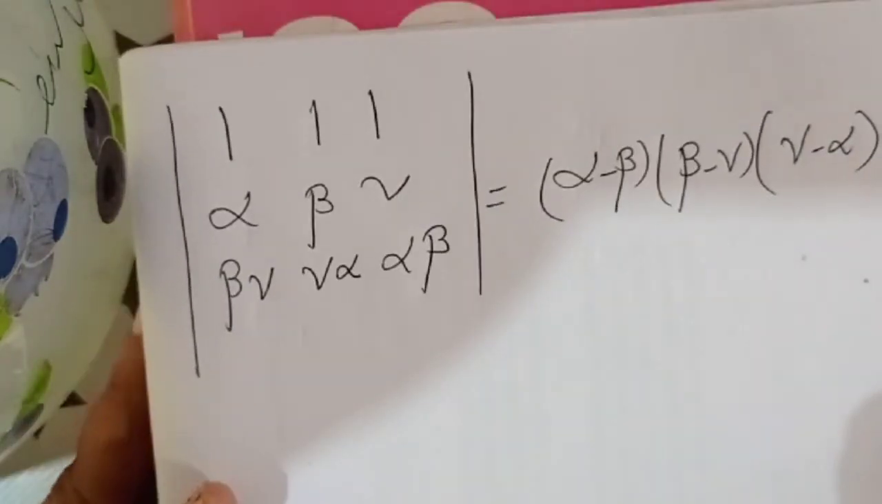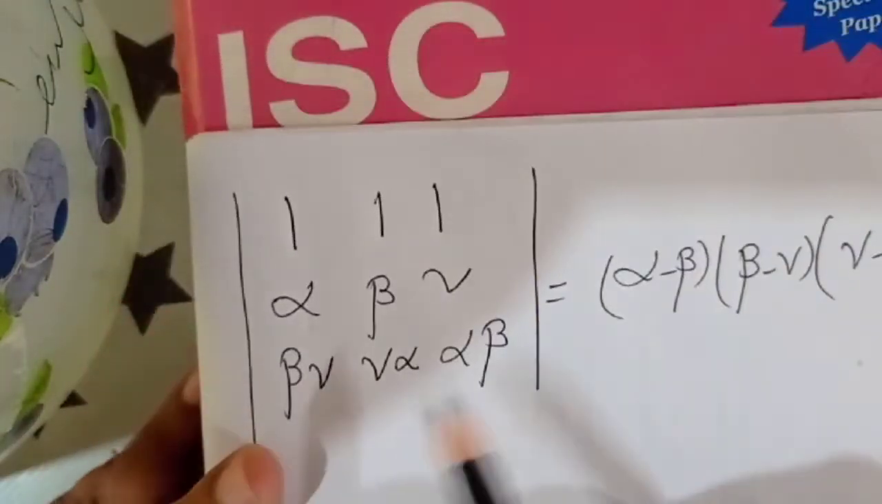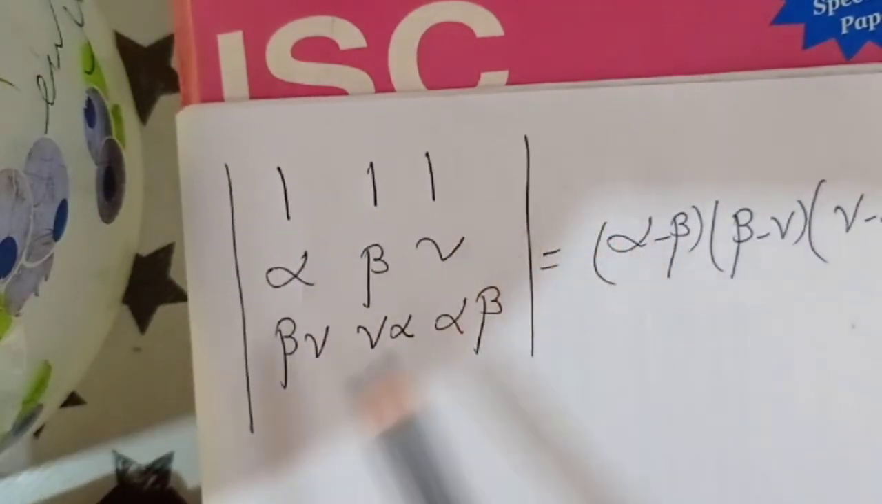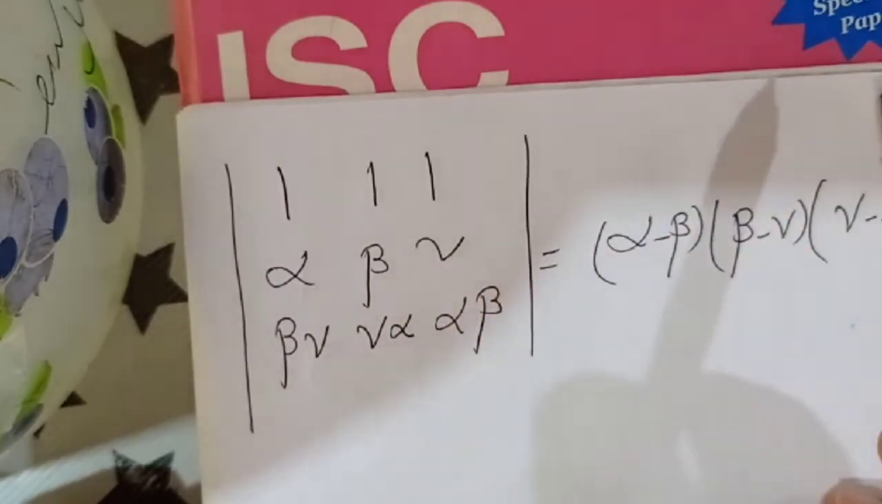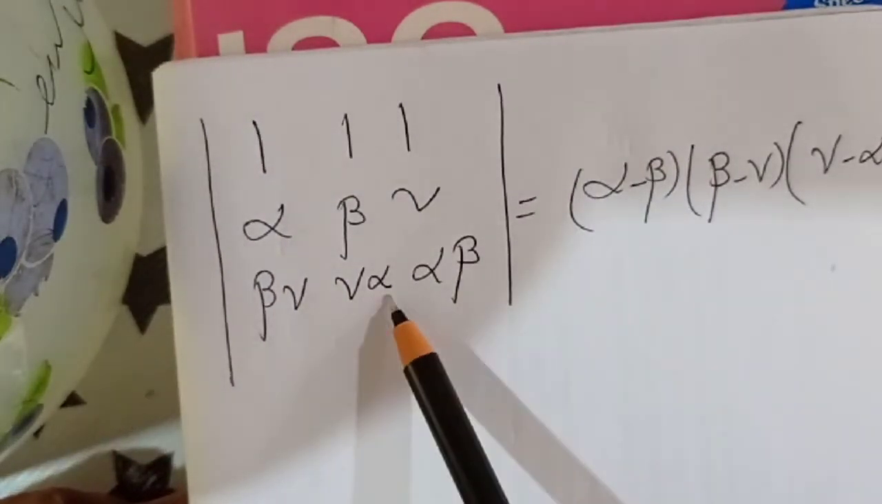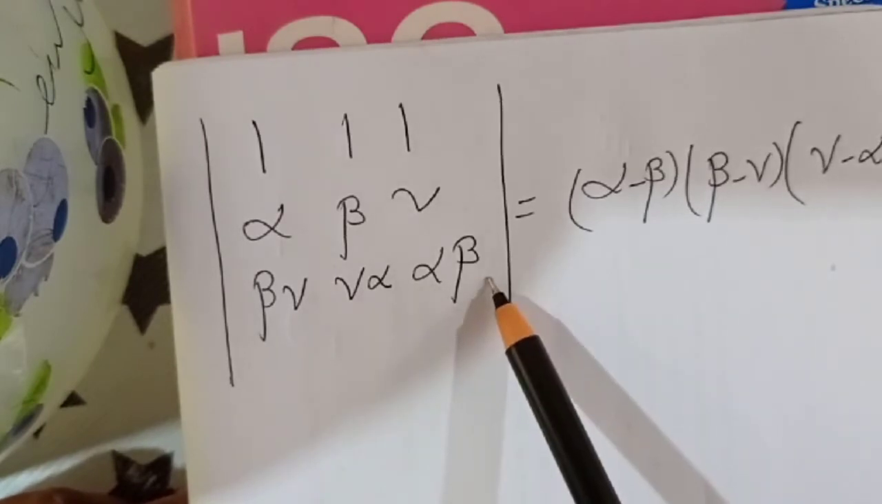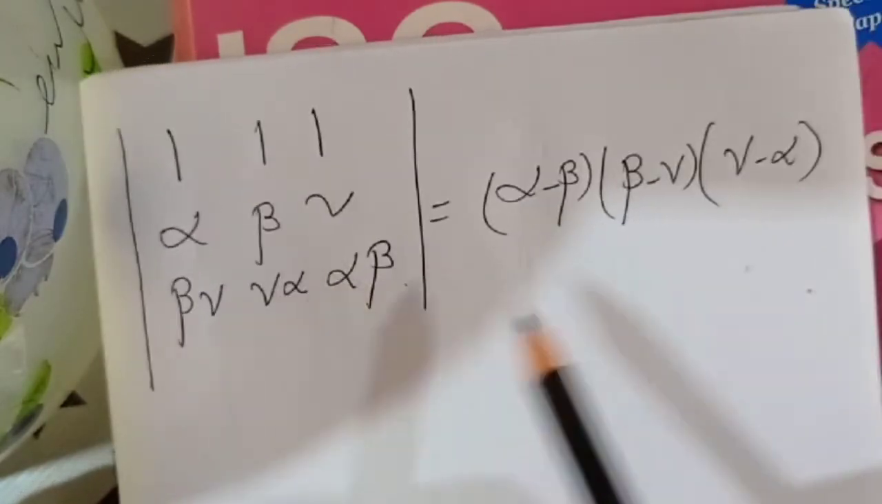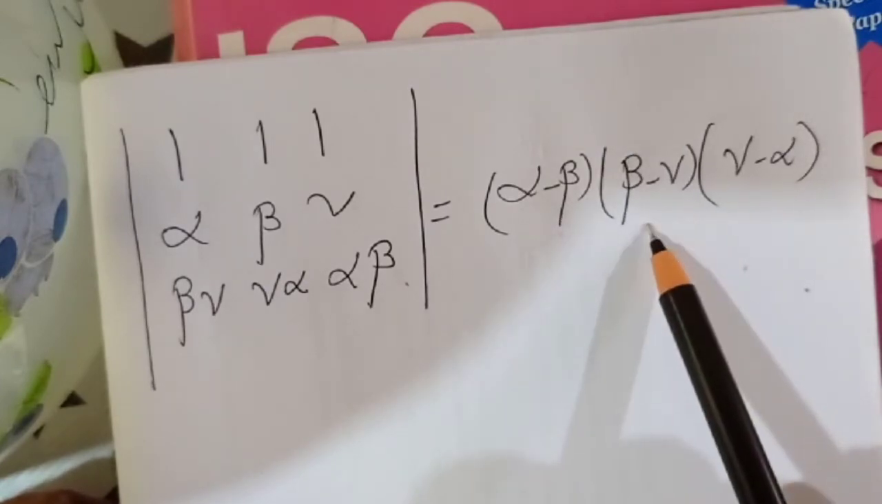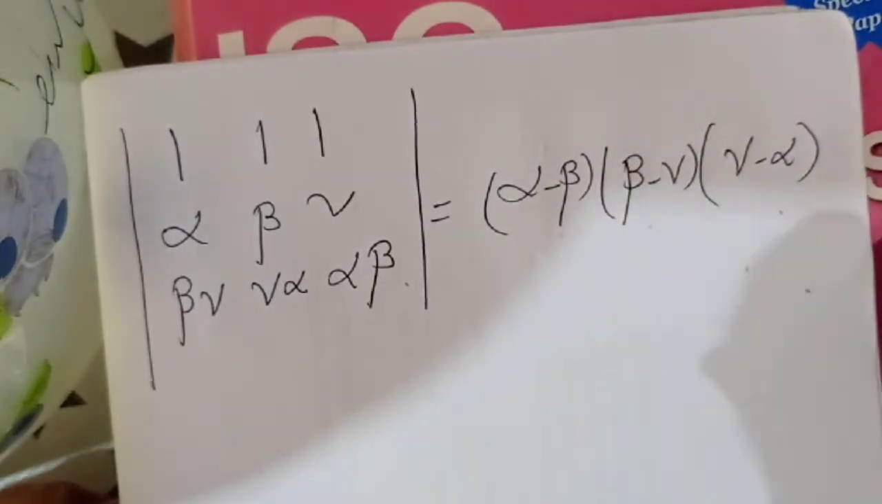Right. Prove that the determinant with rows 1, 1, 1; alpha, beta, gamma; gamma alpha, alpha beta, beta gamma. Look at the board and write the question. Equal to alpha minus beta, beta minus gamma, gamma minus alpha.